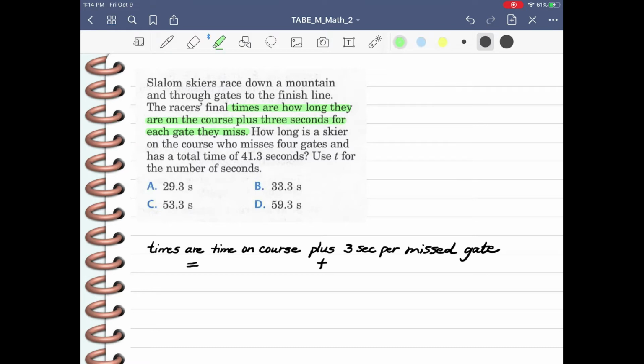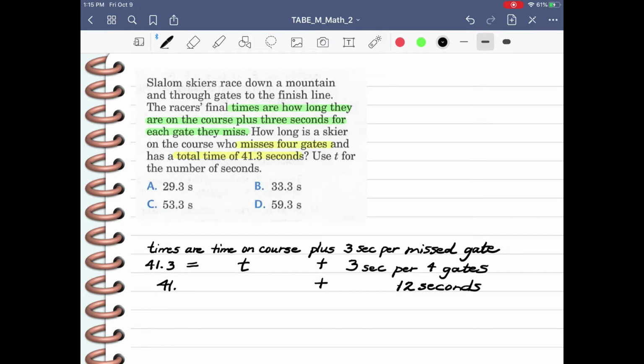Let's put our numbers in here. Total time is 41.3. That's this number. Misses 4 gates. So that's 3 seconds per 4 gates. That's 12 seconds. We don't know the time on the course. That's going to be T. So we have 41.3 equals T plus 12.